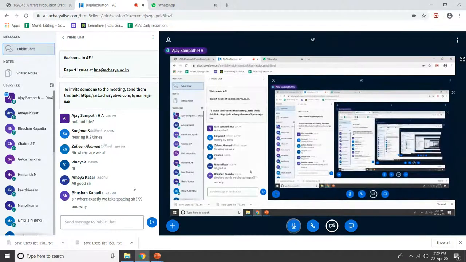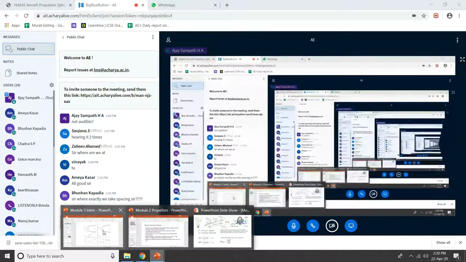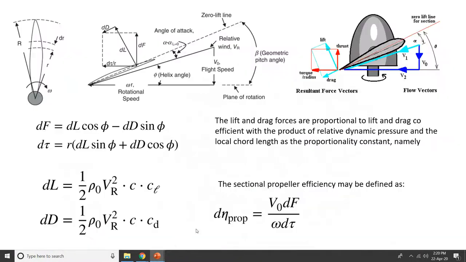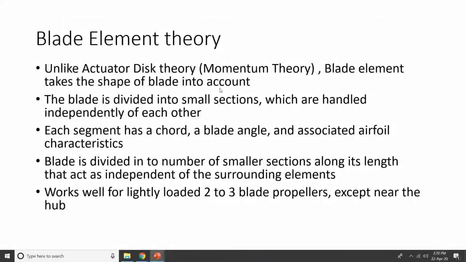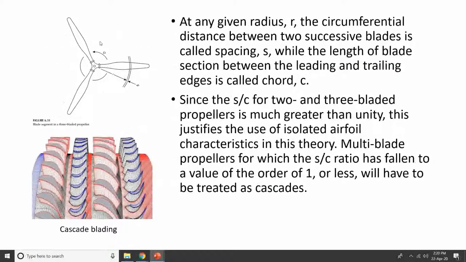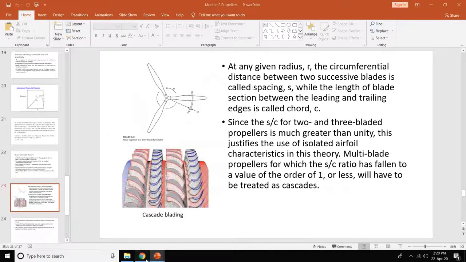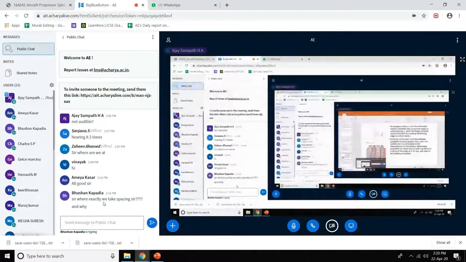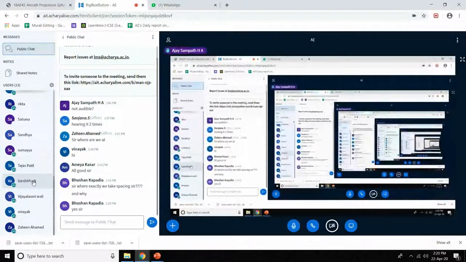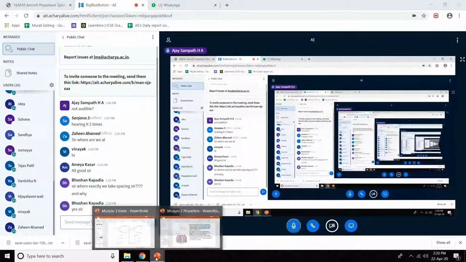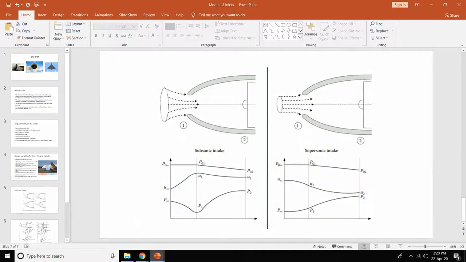What exactly we take spacing, sir, and why? I think, Bhushan, what I understand from what you're saying is that you're asking, what is the significance of this spacing? Is that it? Bhushan, if you can hear me, is that what you're asking?